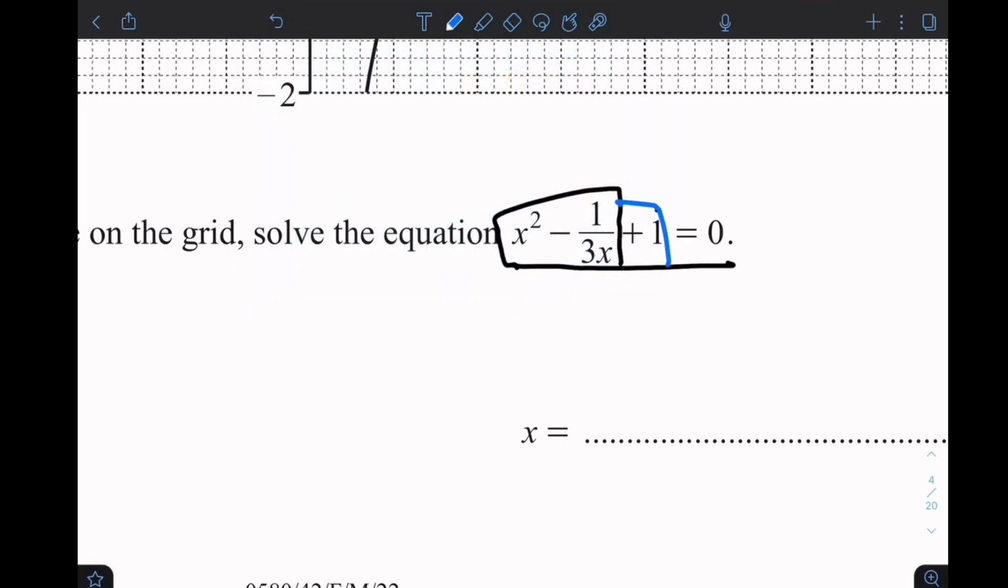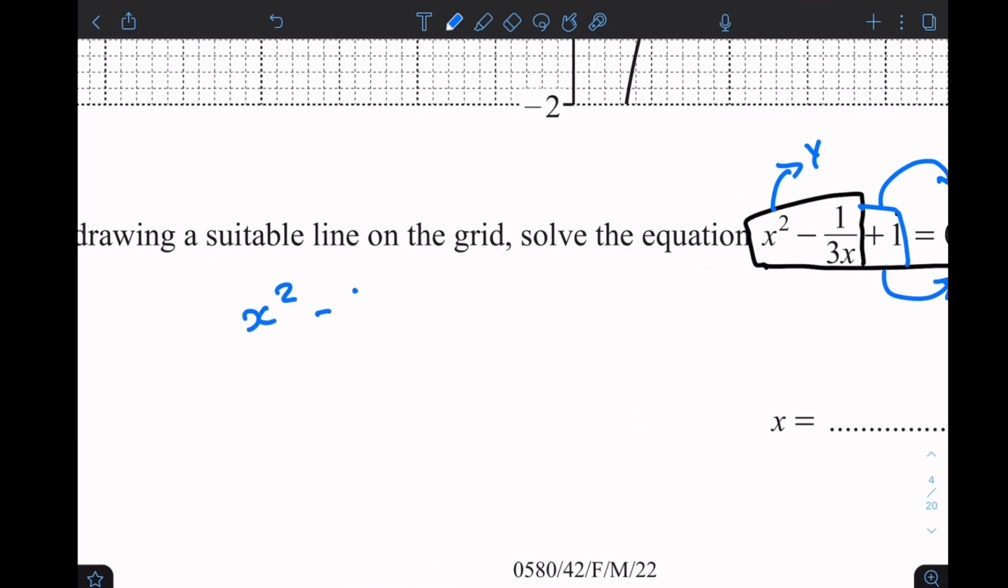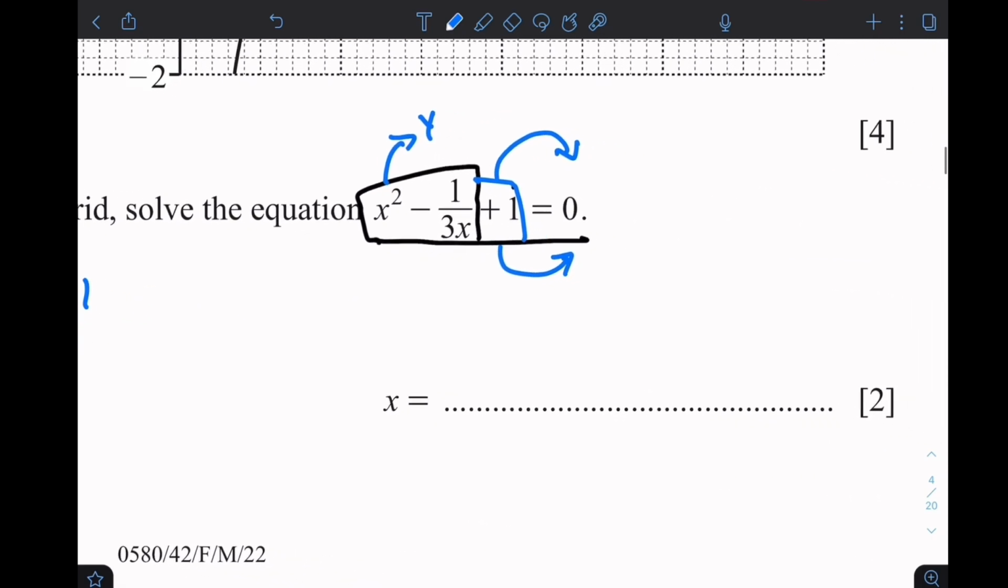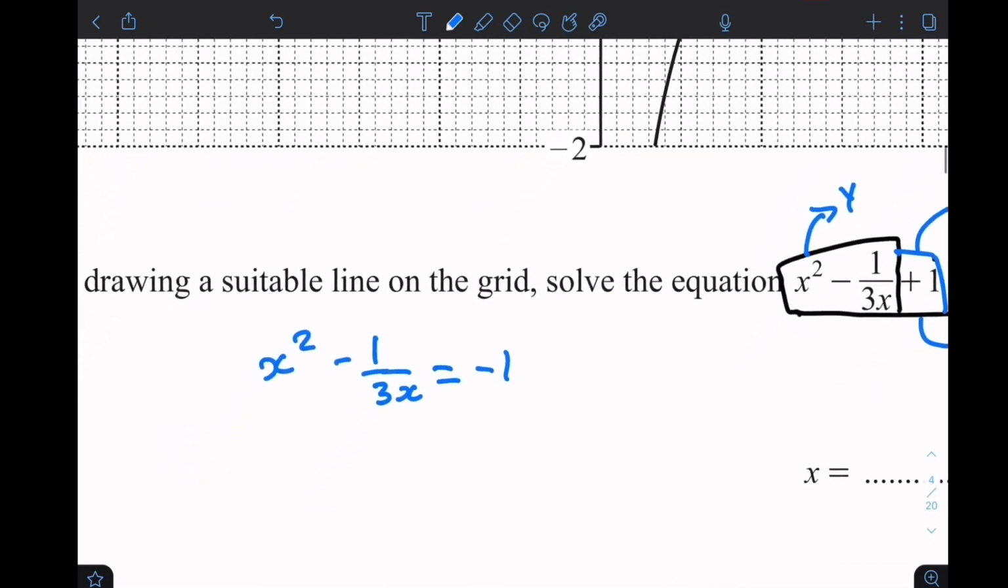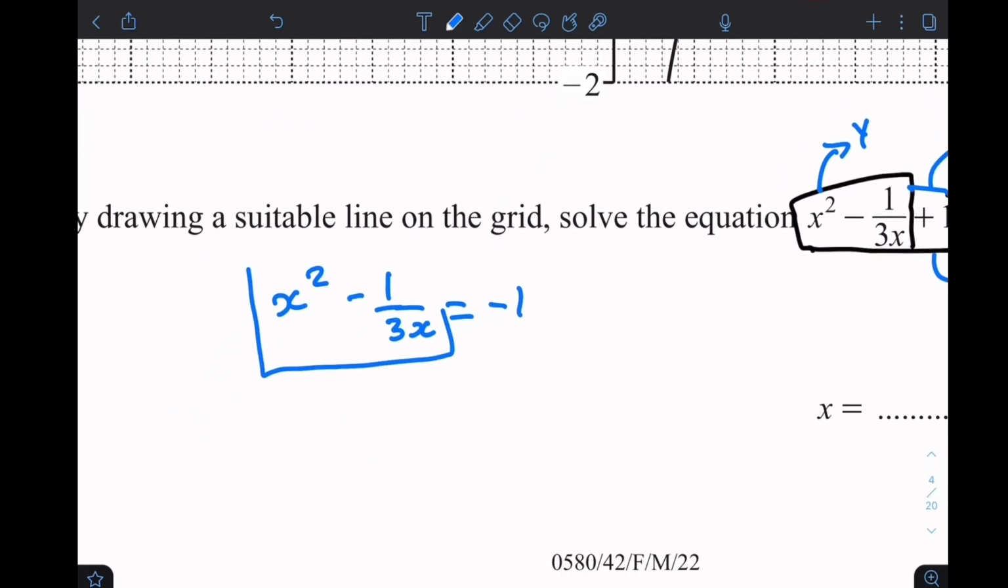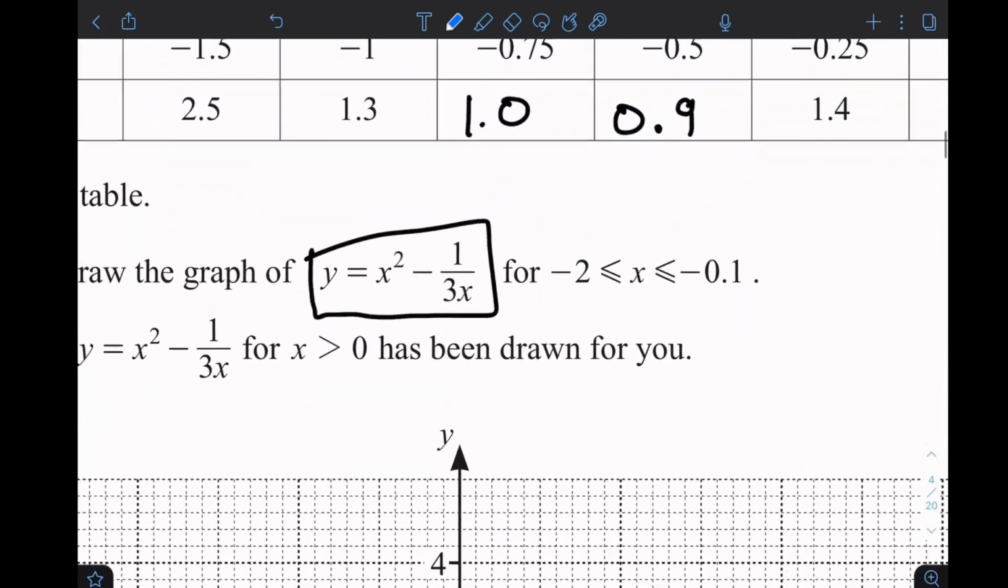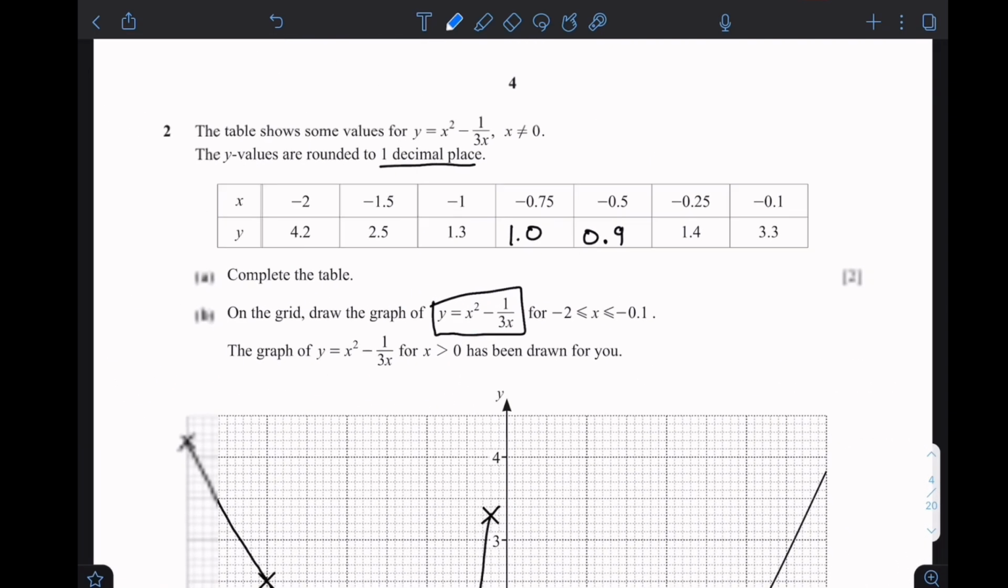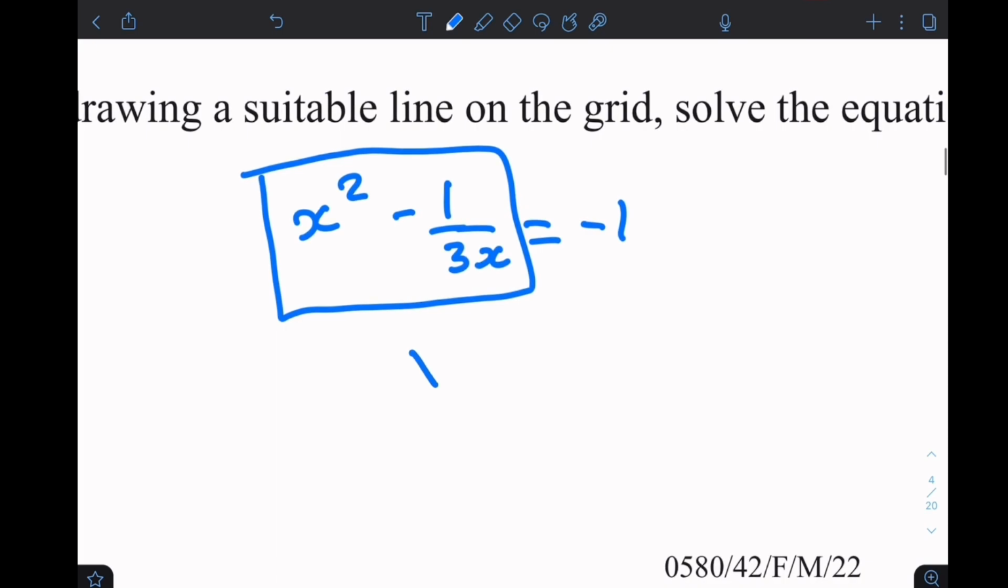So what you can do is take the 1 to the other side to isolate x squared minus 1 upon 3x, so that you can say this is equal to y. If you take the 1 to the other side, it will be x squared minus 1 upon 3x is equal to minus 1, because you subtract 1 from both sides. And you know x squared minus 1 upon 3x is equal to y, so you can write this as y is equal to minus 1, because that's the same thing.